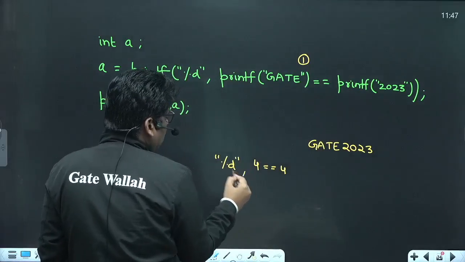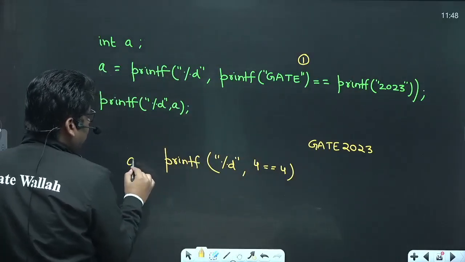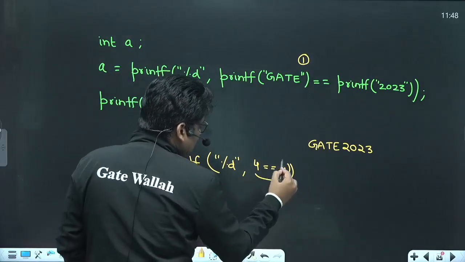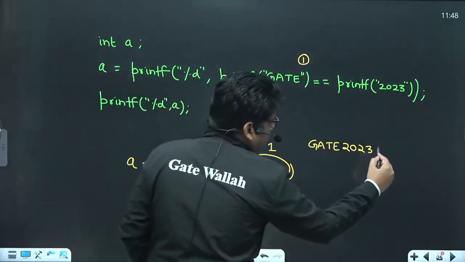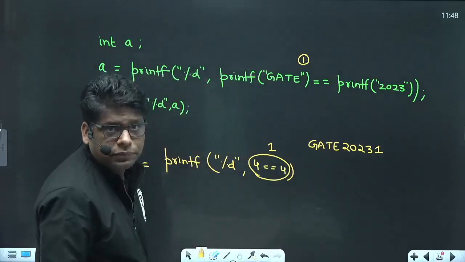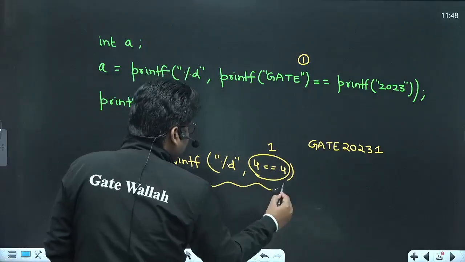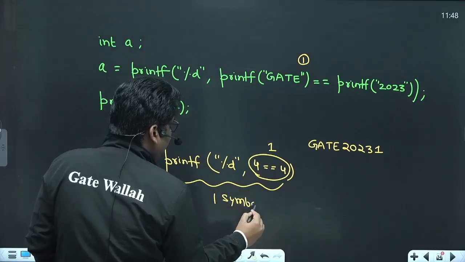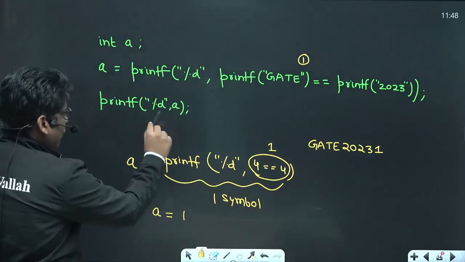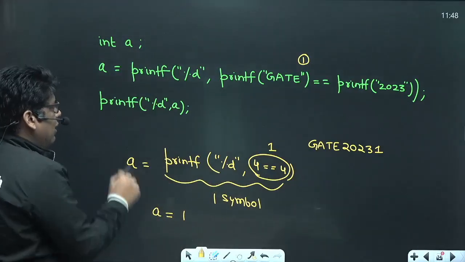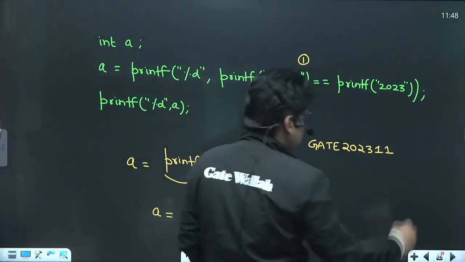Now, if I ask you to print something like this, tell me what is the result? Sir, the result of this is 1 because it is true. That is why this printf prints 1. Is that okay? Because this printf printed only one symbol, what is the value of this printf? The value of this printf is also 1. So what is the value that goes inside A? The value that goes inside A is 1, and because we are printing the value of A, the result is 1.